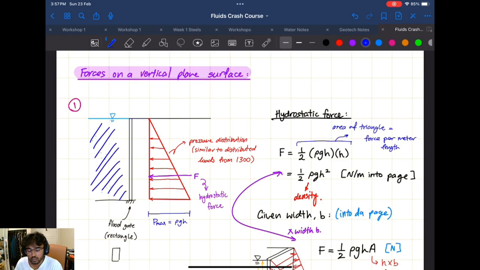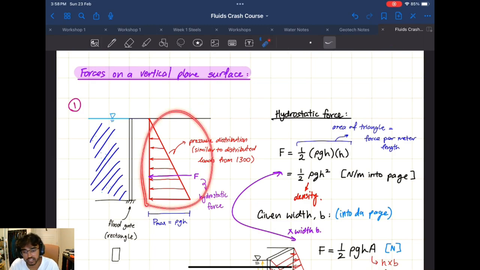And obviously this water is going to be pushing on the floodgate, so it's going to exert some sort of pressure. Alright? And what I've got here in red is our pressure distribution. It's similar to distributed loads from ENGG2500. Right? So there's going to be some sort of equivalent force because of the pressure distribution, and that is what we call a hydrostatic force: the force exerted by the water on the gate. Right?